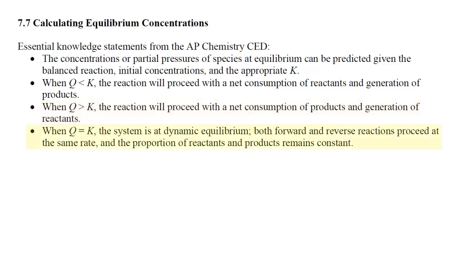And finally, when the reaction quotient Q is equal to the equilibrium constant K, the system is at dynamic equilibrium. Both forward and reverse reactions proceed at the same rate, and the proportion of reactants and products remain constant.